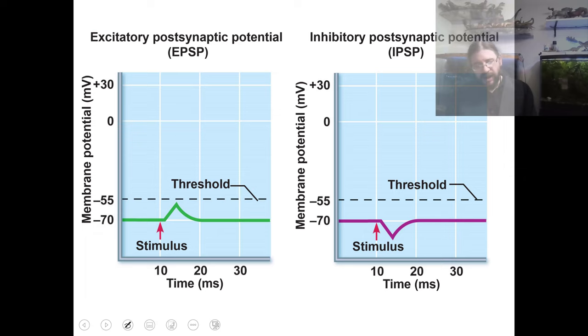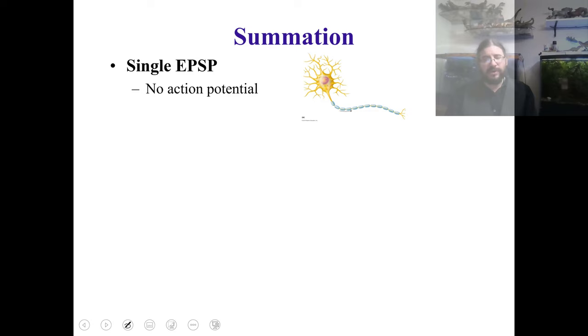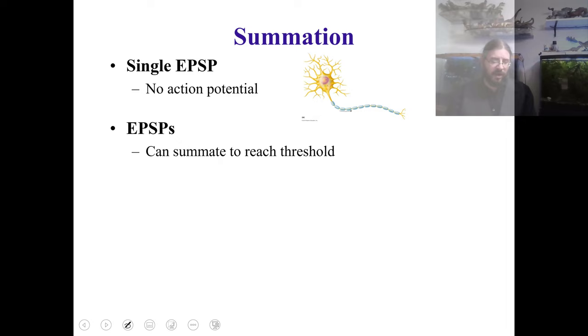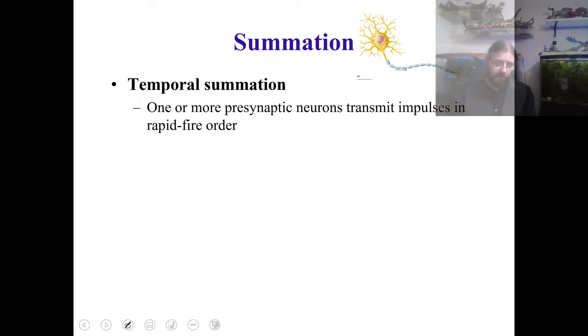Literally talked about excitatory and inhibitory before. Literally talked about how an excitatory is sub-threshold, but builds you towards threshold. An inhibitory is fundamentally bringing you further from threshold and making it harder to get to threshold. Summation: a single excitatory postsynaptic potential on its own is subthreshold, so you don't get an action potential. You get enough of them, you reach threshold. Said that before. IPSPs cancel EPSPs.